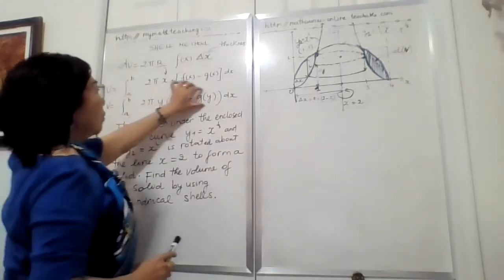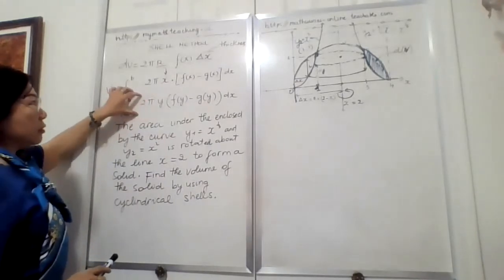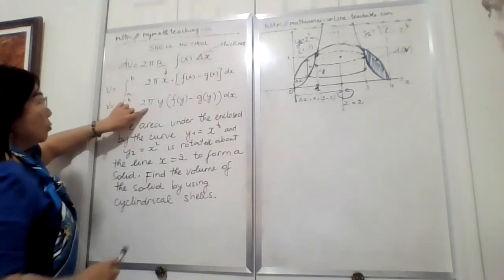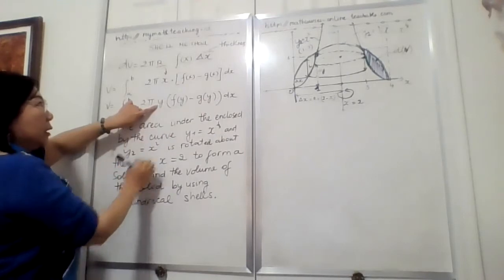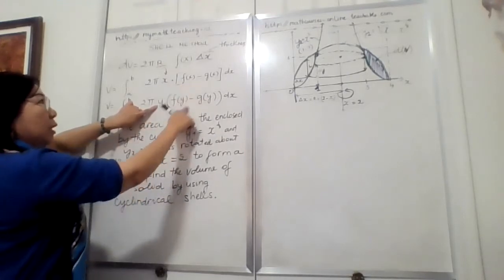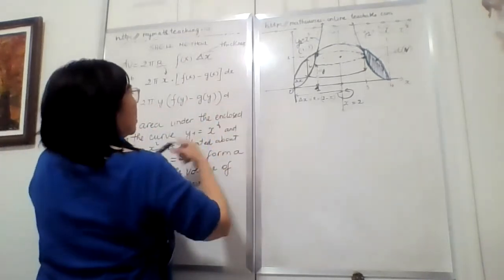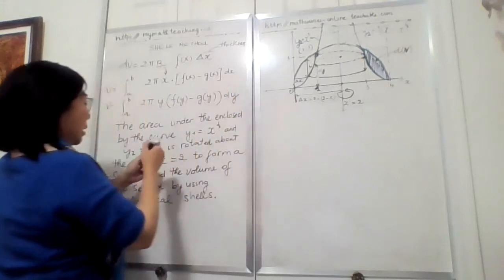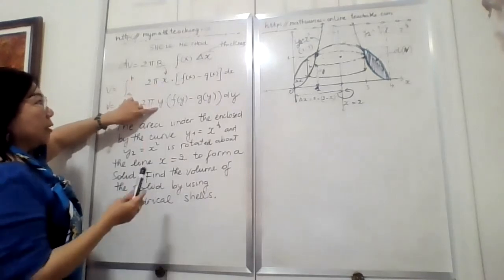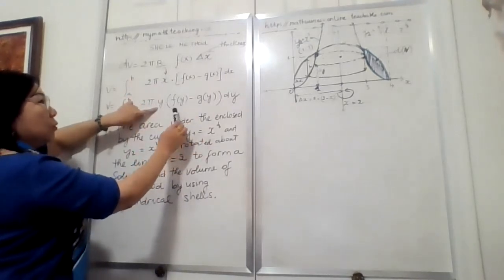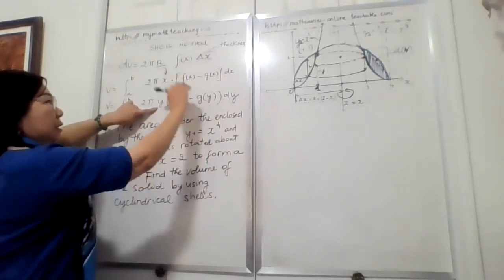Now we also have a third formula here to find the volume using the shell method. This volume equals exactly the same formula, except that the x here becomes y, f of x becomes f of y, and g of x becomes g of y. And this should be dy, sorry. It should be dy. And why is it different, with x and y interchanged? Because in this third formula, we're talking about the solid generated by revolving around the x-axis.